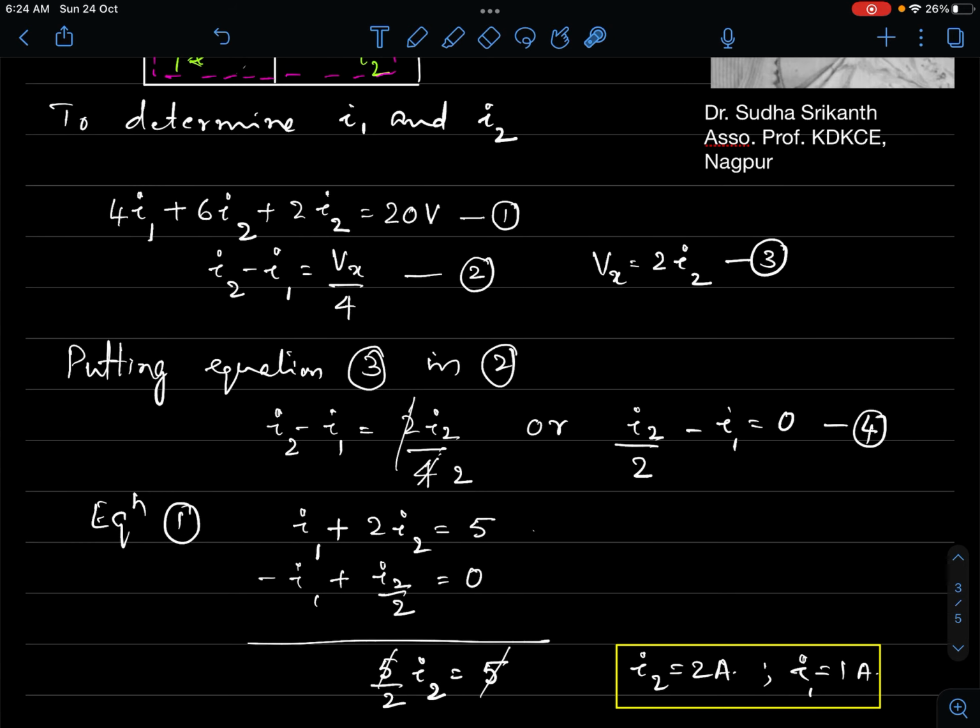I'll take up a couple more problems on this type of network so that the understanding becomes simple. We will work out some network analysis problems on the node voltage technique having dependent sources. I suppose I'll stop this video here. Let it be a small video so that you will not feel bored watching.